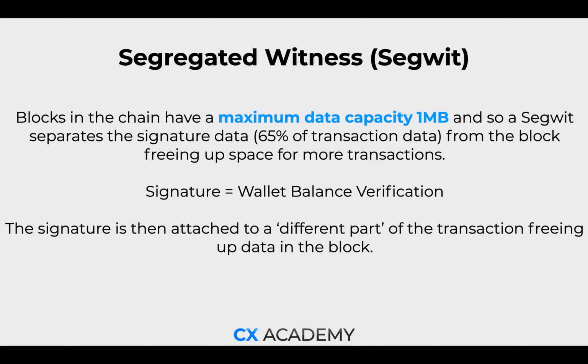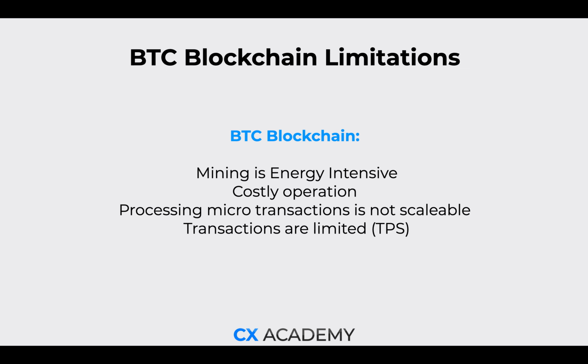So progress has been made. We can now save up to 65% of the capacity of each block, allowing 65% more transactions to actually be processed on the blockchain network as a result of this limitation which we're facing. Now, it's still kind of an issue for scaling. However, I have no doubt that improvements will be made again in the future.